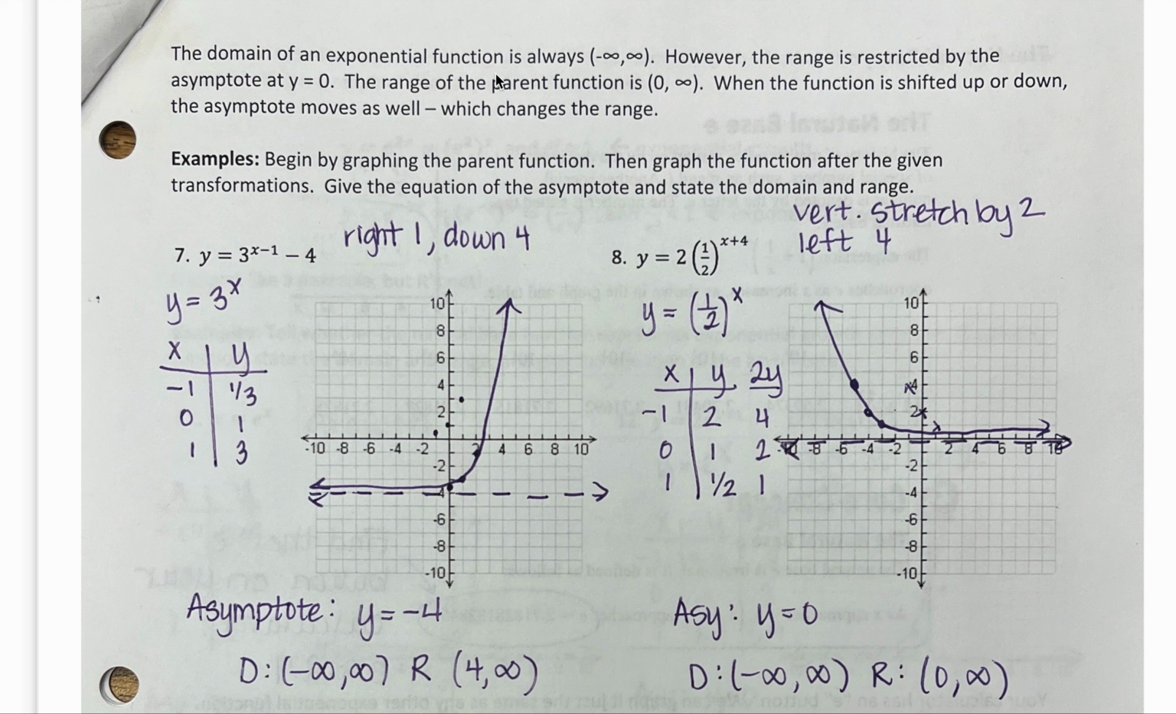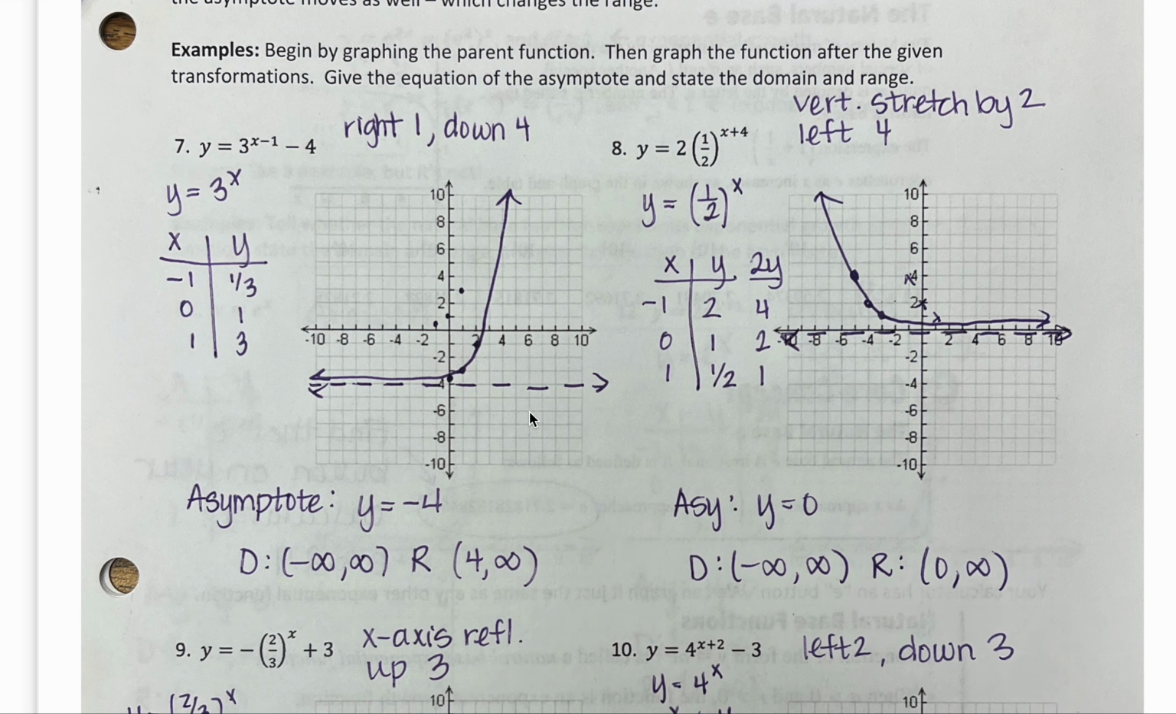Most of the information will stay the same, but domain will remain negative infinity to positive infinity, but the range is restricted by the asymptote. It's y equals 0 unless you move the function up or down. That will change. So it'll change the range as well, and we'll see that in this first example, okay?